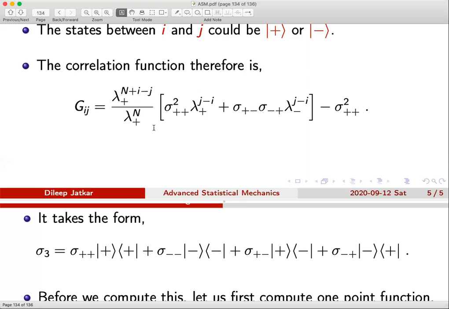Now this time around, I have taken care of this SI average times SJ average piece here, which is sigma plus plus squared subtracted. But now you look at this expression, and if you open the bracket, then you find that the lambda plus to the J minus I piece times the lambda plus to the N minus I minus J piece just gives you lambda plus to the N. That just cancels this lambda plus to the N, and it gives you sigma plus plus squared. But that sigma plus plus squared just cancels with this. And what we find is that our two-point function is just sigma plus minus times sigma minus plus times lambda minus to the J minus I upon lambda plus to the J minus I. Why? Because the Nth power will go away, and lambda plus to the I minus J in the numerator is the same as lambda plus to the J minus I in the denominator. Does that make sense?